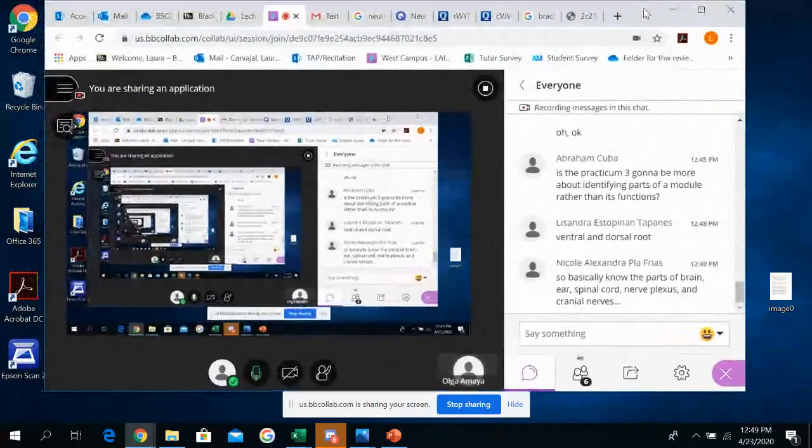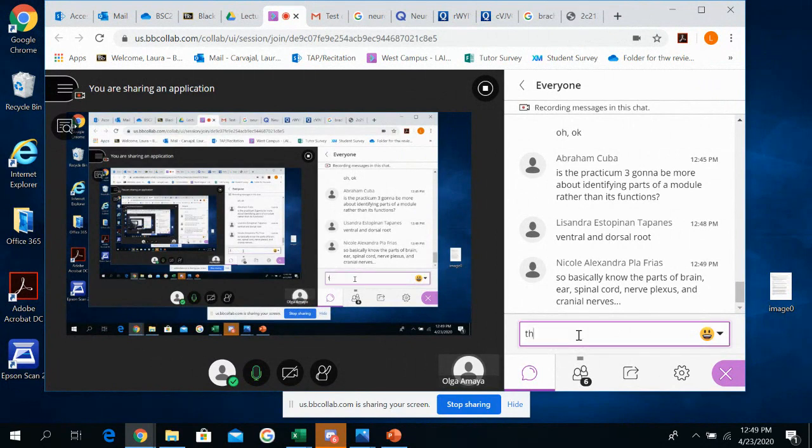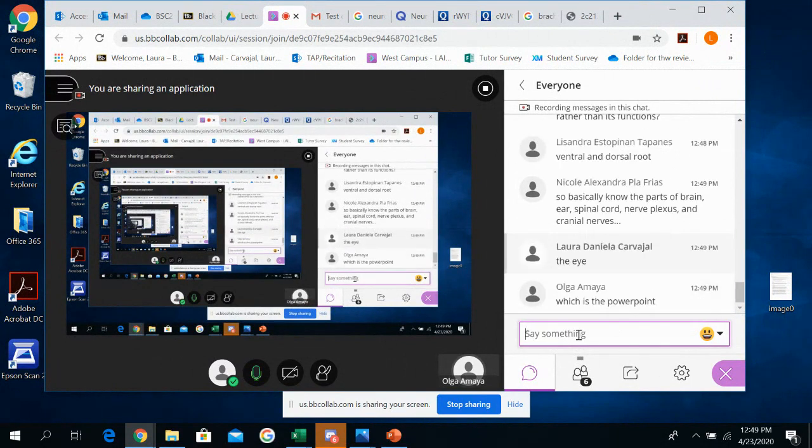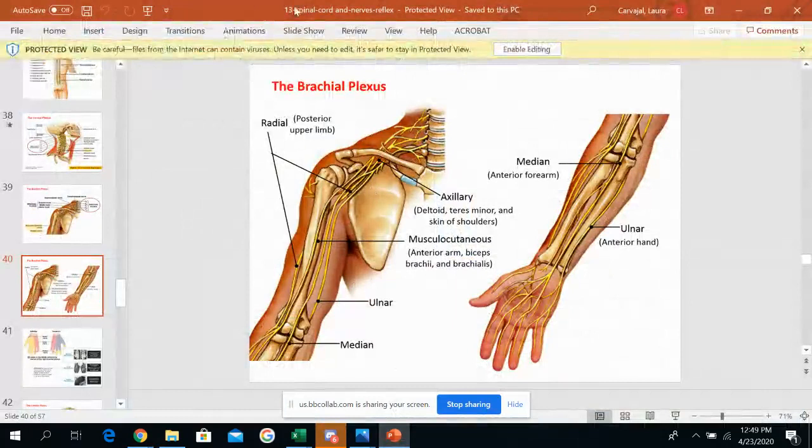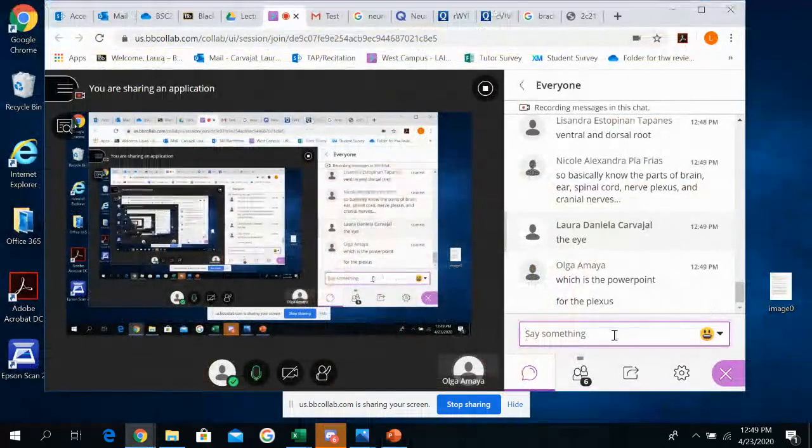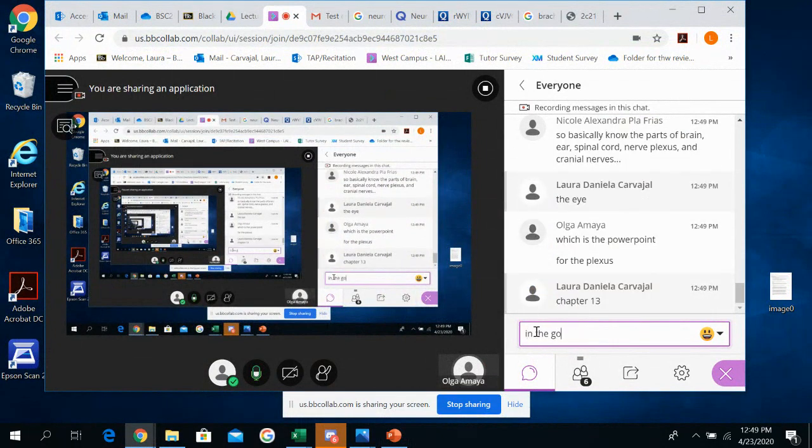So basically, know the parts of the brain, ear, spinal cord, nervous plexus, cranial nerves, the eye, which is the PowerPoint. The PowerPoint is chapter 13. Chapter 13 in the Google Drive.